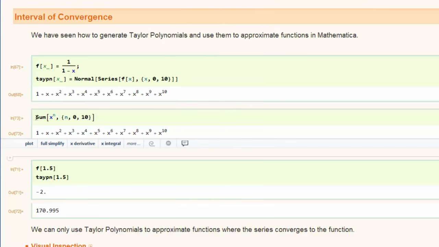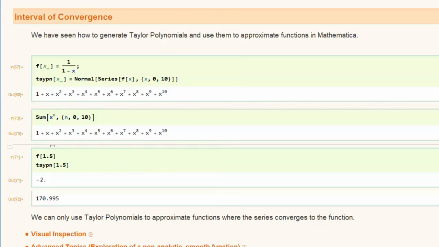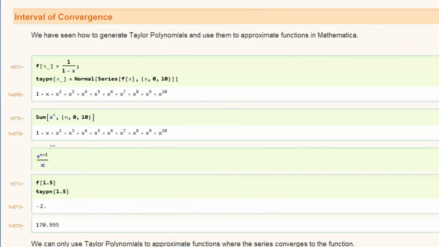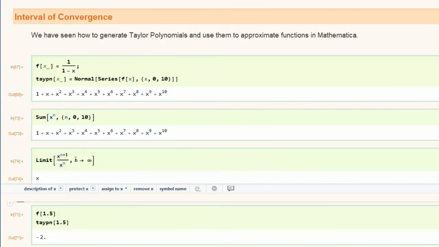Now that I have a formula for the terms, I could use the ratio test to determine where my series converges. In that case, I'd want to evaluate my general term at the n plus 1 term. So I would look at x raised to the n plus 1, and I would divide that by the nth term, or x raised to the n power. Then I would look at the limit of that ratio as n goes to infinity. And when I evaluate that, I get a result of x.